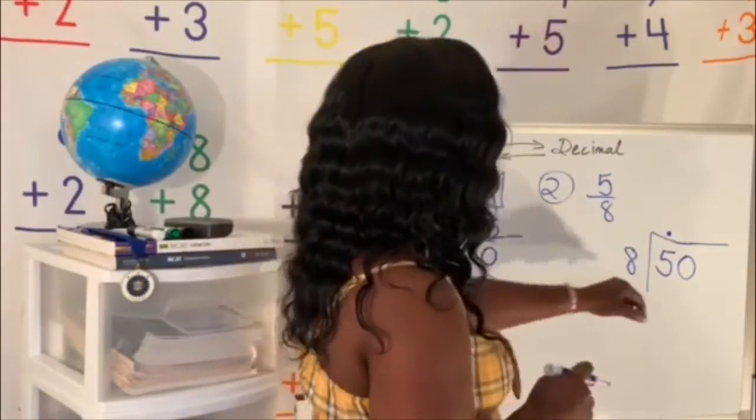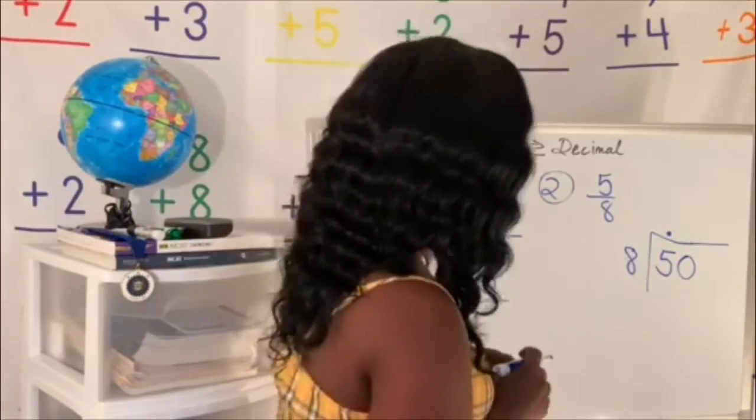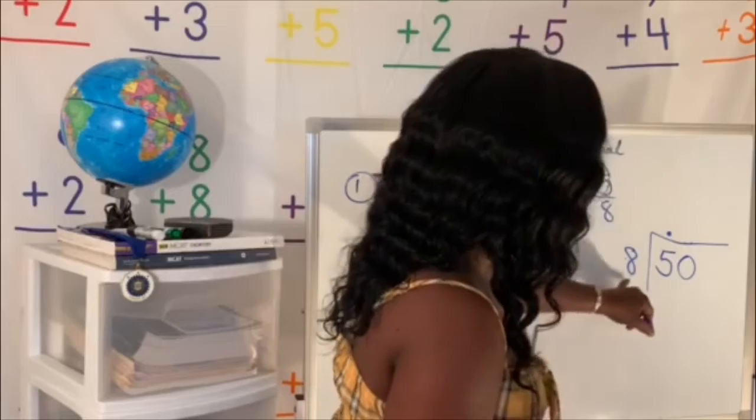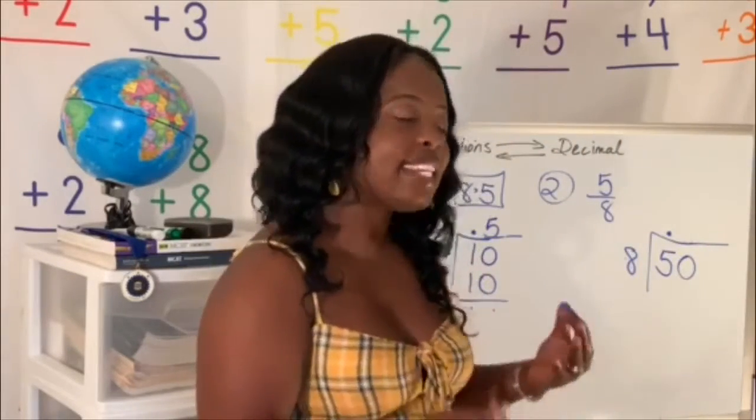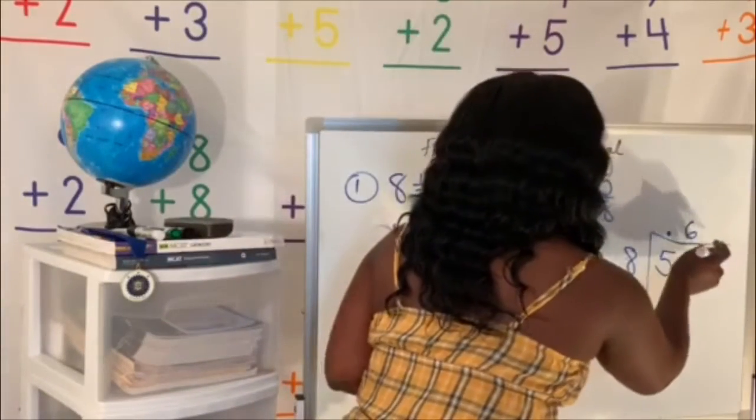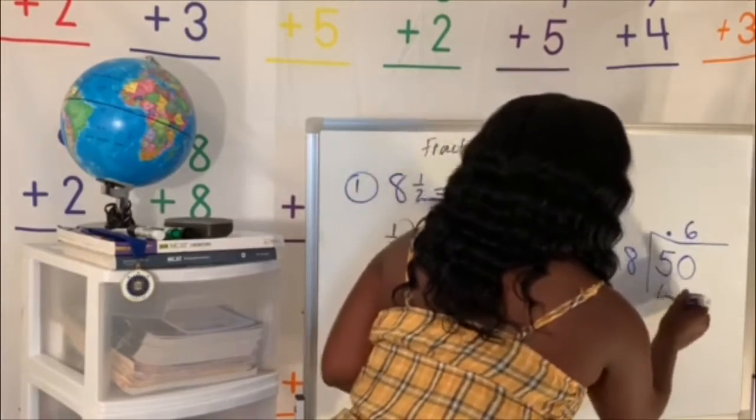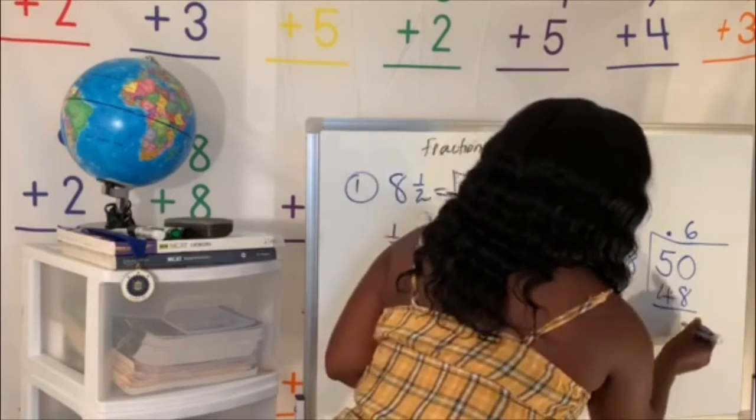How many times can I get 8 in 50? So we try to do our times table. So 8 times 6 gives us 48. So we know that we can get 8 in 50 6 times. So we have a 6 here, and then we're multiplying 6 times 8 gives us 48. So 50 minus 48, that leaves us with 2.